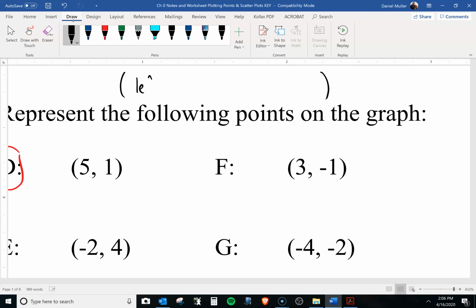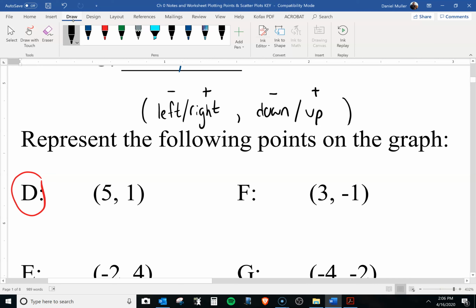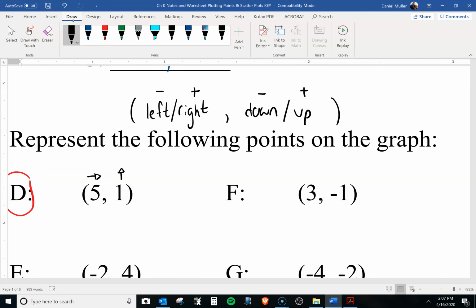So this is going to be our first is going to be our left or right. And then the other one's going to be our down or up. Left is negative, right is positive, down is negative, up is positive. So I am going to go right, because it's a positive there. Positive is going to be right, so I'm going to go right 5 and then up 1, because they're both positive.